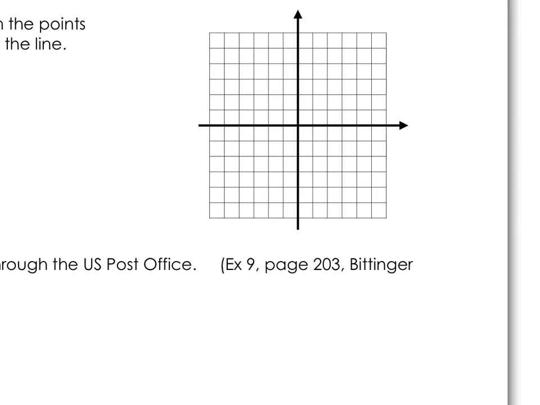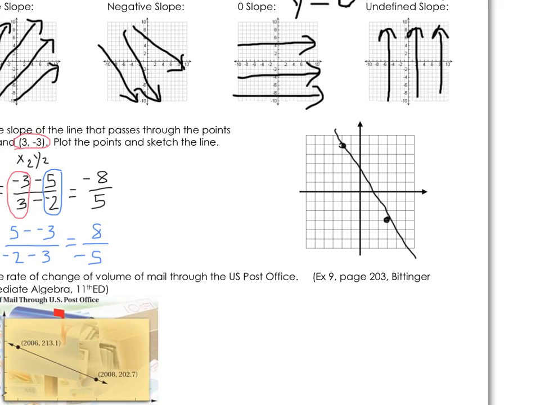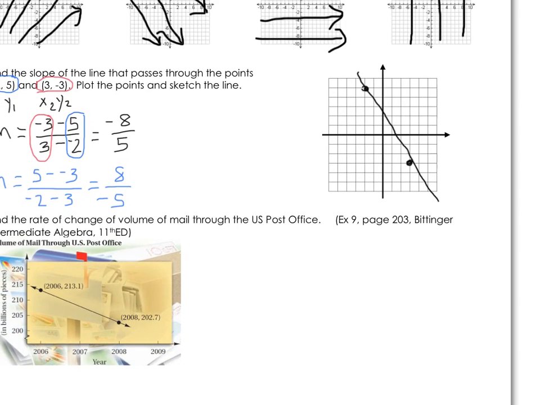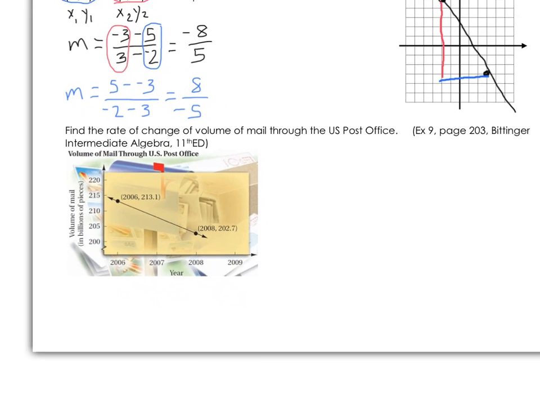Plot (-2, 5) and (3, -3). That's our line, sort of. And sure enough, -8/5 is our slope. And if we think about it being rise over run, we could go down 8, that's our rise, over 5, that's our run, and it's going downhill left to right.